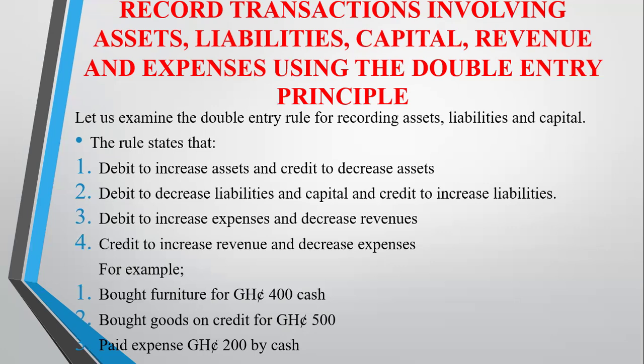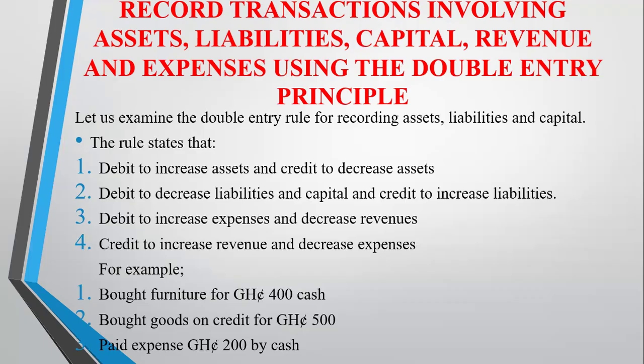So here, what we have to do is credit our cash with 400 Ghana cedis in the name of what? Furniture. The furniture is coming to the business. It means our asset is going to what? Increase. If our asset is going to increase, then we have to what? Debit the furniture account in the name of cash.